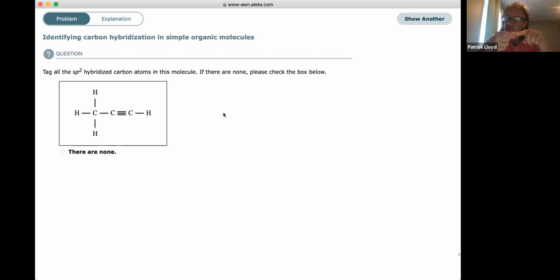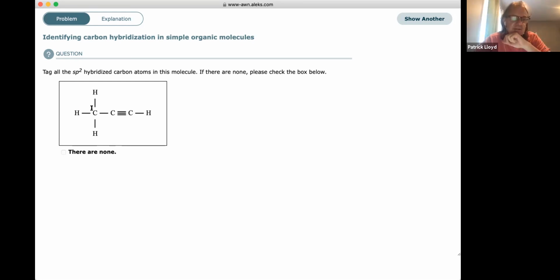AX4, tetrahedral, sp3. So sp, sp2, sp3. So if we want sp2, what you're going to have to get is AX3. You're going to have a central atom, carbon, with 3 surrounding atoms.